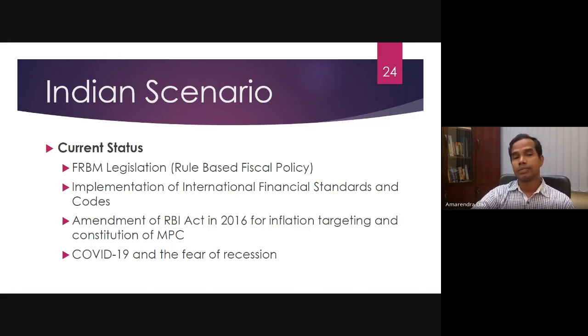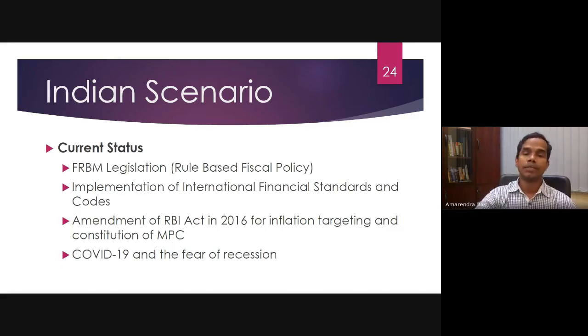Now coming to the rule-based fiscal policy, there is the FRBM, the Fiscal Responsibility and Budget Management Act. As per this act, the central government should keep the revenue deficit at zero level and the fiscal deficit within 3%. The same thing applies to the state governments, who are asked to maintain revenue surplus and control fiscal deficit within 3% of their GSDP. So states are following a rule-based fiscal policy so that the borrowing limit is set. Similarly, there is also a limit set on the borrowing requirements, how much the central government can borrow and how much state governments can borrow.